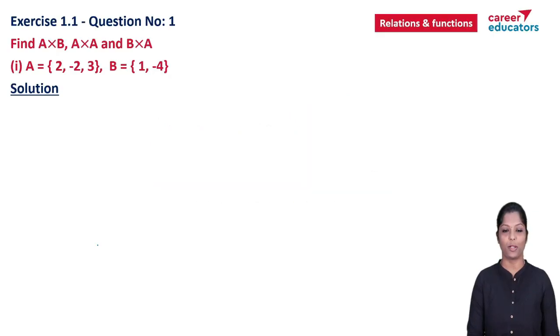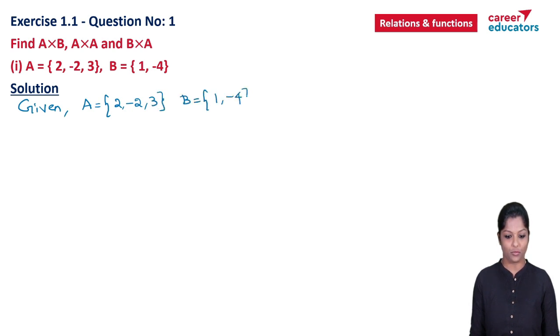Exercise 1.1, question number 1. They have given set A and set B. We have to find A cross B, A cross A and B cross A. Let's solve the problem. Given A equal to {2, -2, 3}, B equal to {1, -4}.